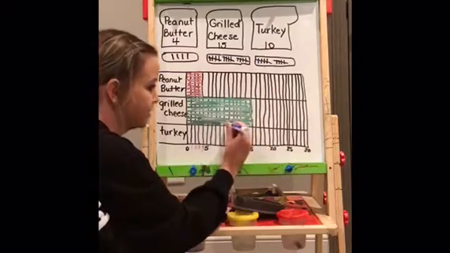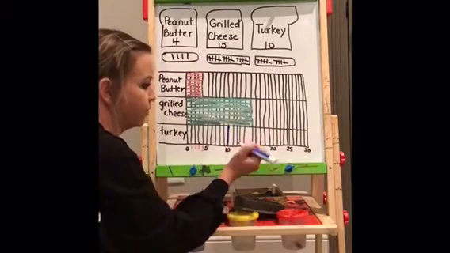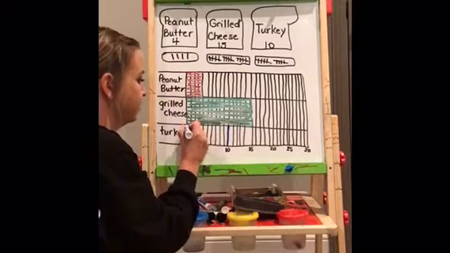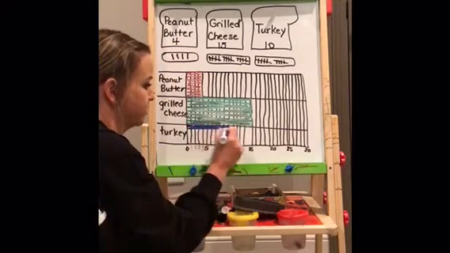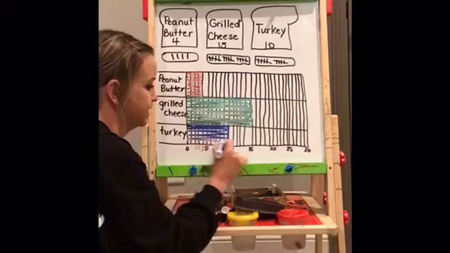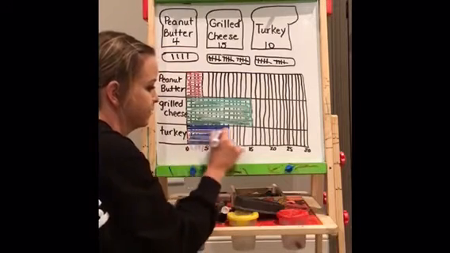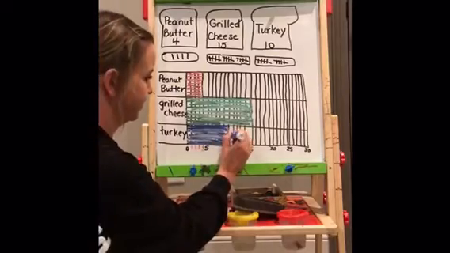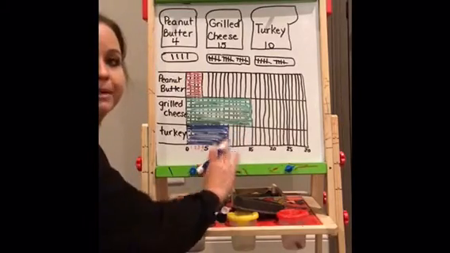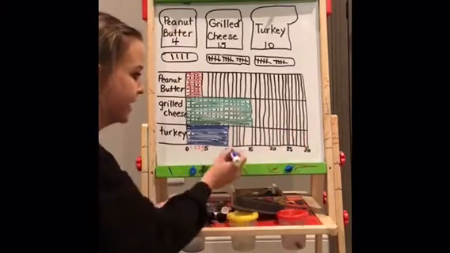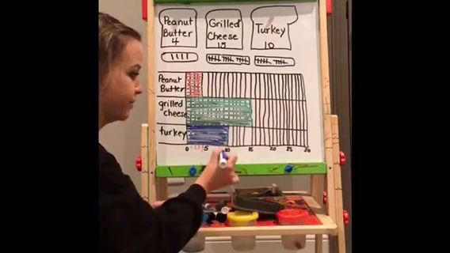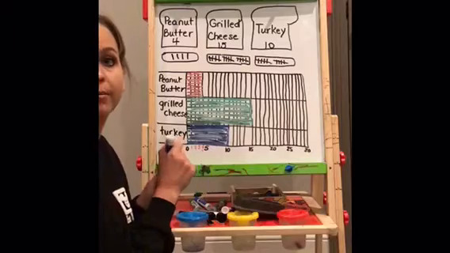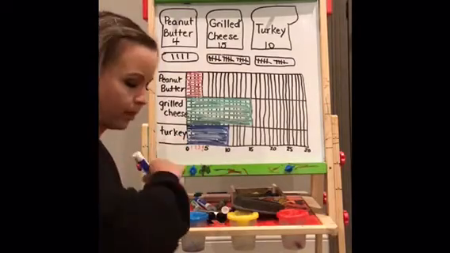So 5, 10. I want to make sure that I stop here whenever I am graphing my turkey sandwich information. So I'm going to go all the way here to 10. Okay. Now if I follow it all the way down, I should be at 10. I shouldn't be past 10. I should be all the way to the 10 line. I shouldn't be anywhere back here, okay, because in that case I wouldn't have graphed it correctly.